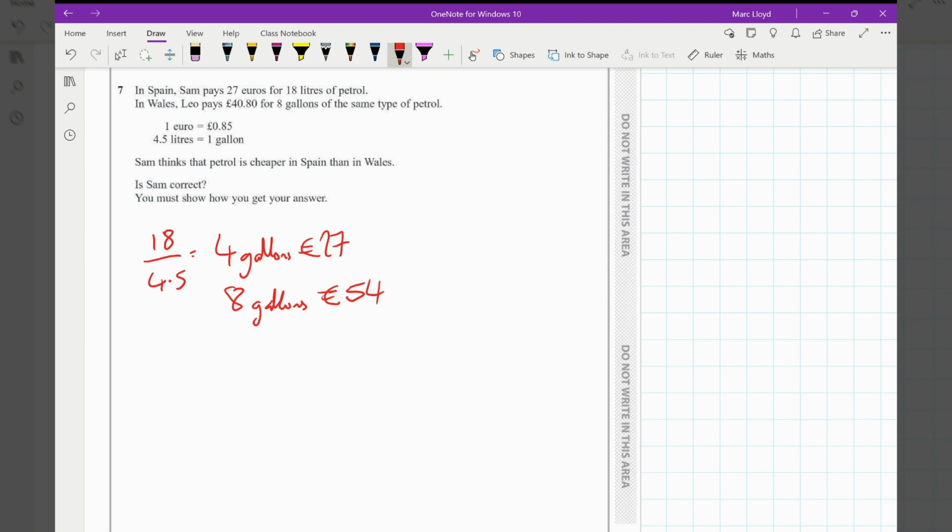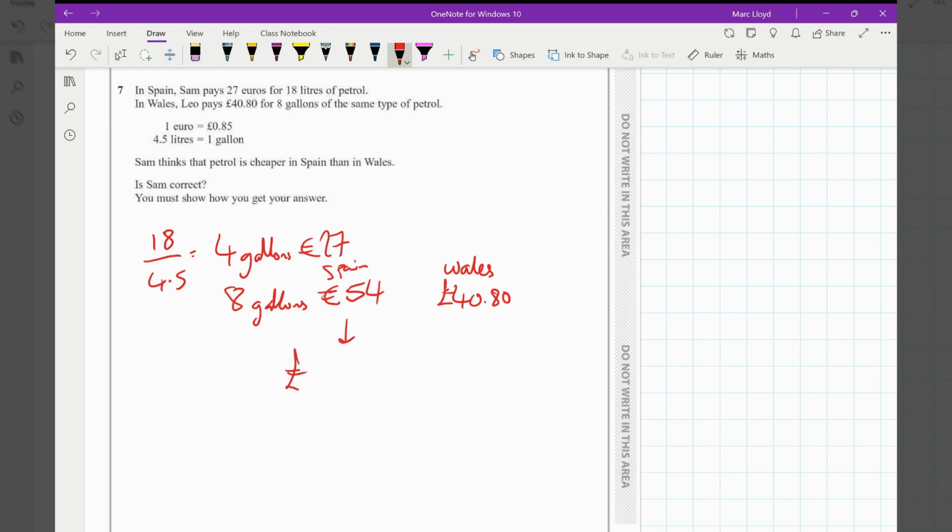We've got the euros, and this is in Spain, and in Wales. My handwriting's awful, I'm so sorry. I'm going to rewrite that. Maybe need to get a new pen nib. In Wales, 8 gallons is £40.80. So we're now going to convert this into pounds and pence.